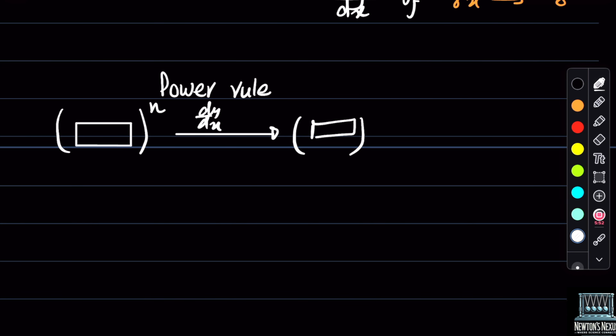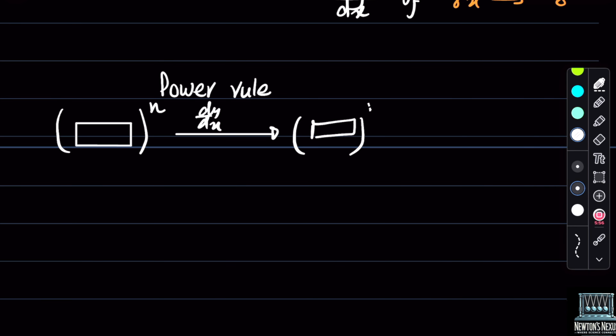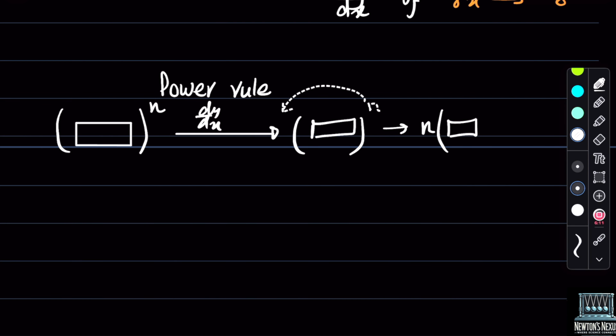And let me use a dotted version to show my power of n will go behind. All right, my power of n will go behind. So it wasn't really that difficult. And so it remains the same. So n goes behind, and my bracket and my box remains the same.